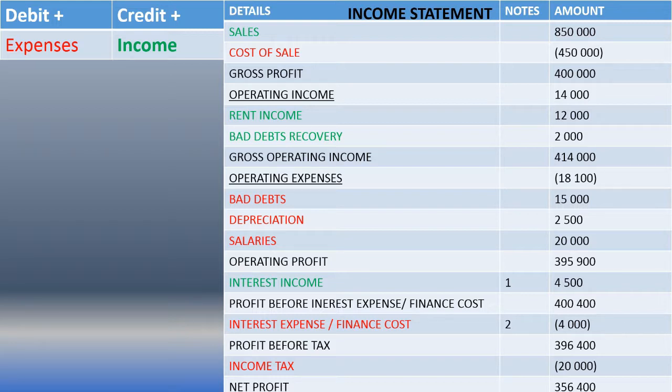Bear in mind that all expenses increase on the debit side and decrease on the credit side. But it's not similar to the balance sheet statement. Once an income decreases, it automatically turns into an expense. But once an expense is credited, it automatically turns into an income. Let us take an example.